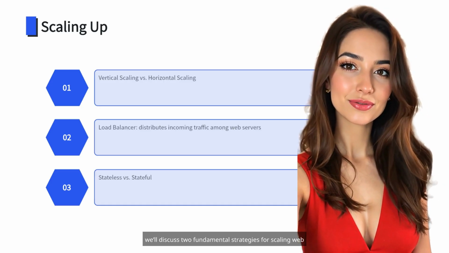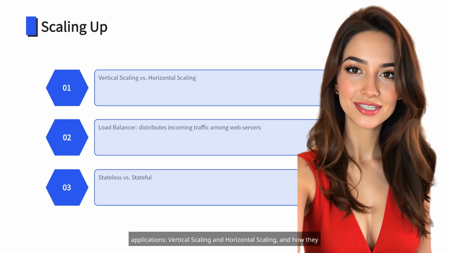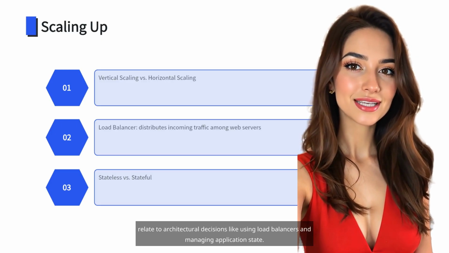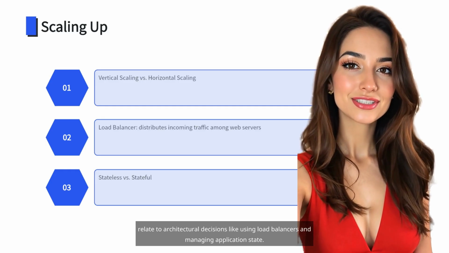We'll discuss two fundamental strategies for scaling web applications, vertical scaling and horizontal scaling, and how they relate to architectural decisions like using load balancers and managing application state.